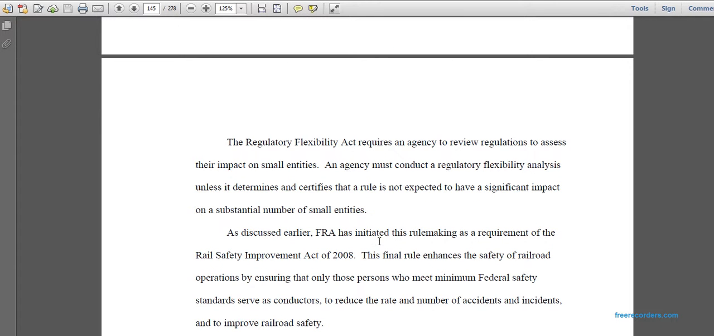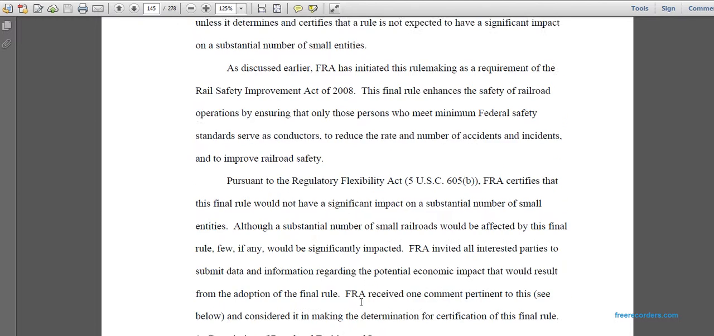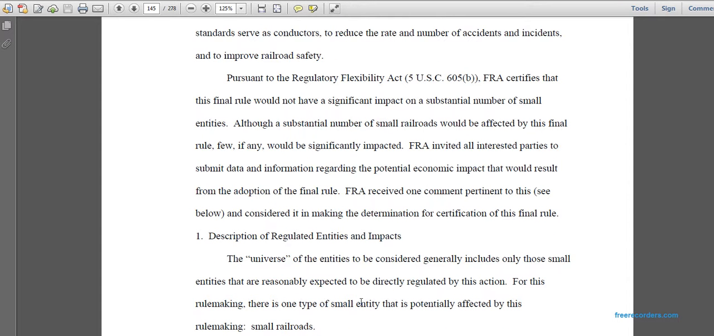As discussed, the FRA initiated this rulemaking to meet the requirement of the Railroad Safety Improvement Act of 2008. The final rule enhances the safety of railroad operations, ensuring that only those persons who meet the federal safety standards serve as conductors, to reduce the number of accidents and incidents and improve railroad safety. Pursuant to the Regulatory Flexibility Act, the FRA certifies that the final rule would not have a significant impact on a substantial number of small entities. Although a substantial number of small railroads would be affected by the final rule, few, if any, would be significantly impacted.